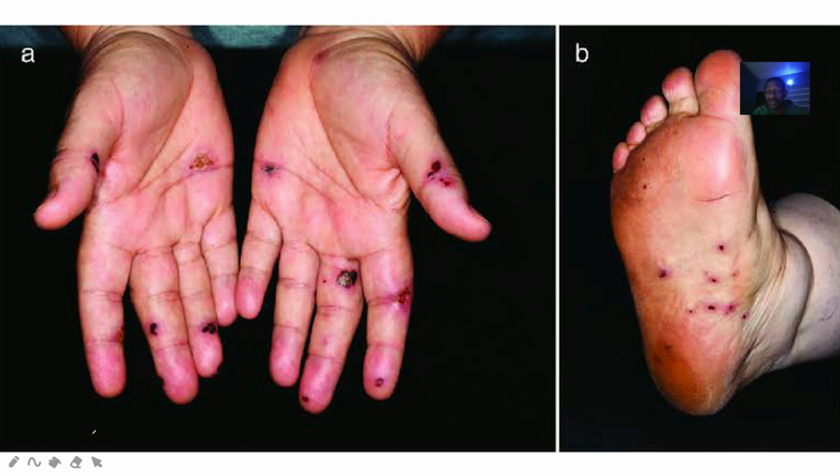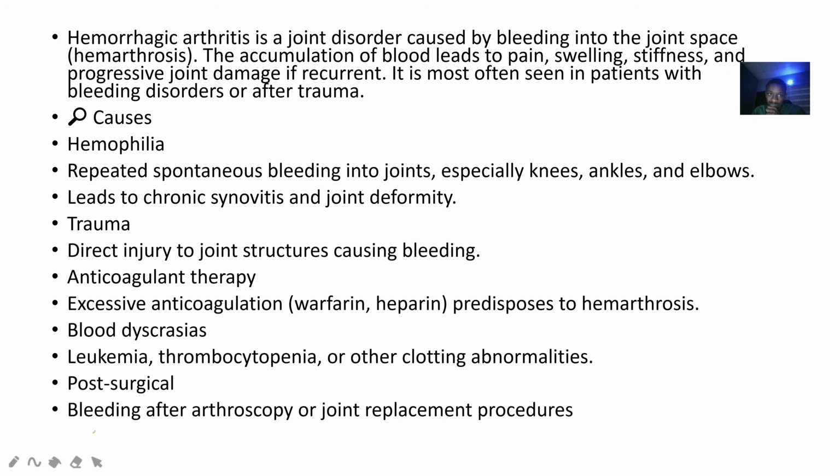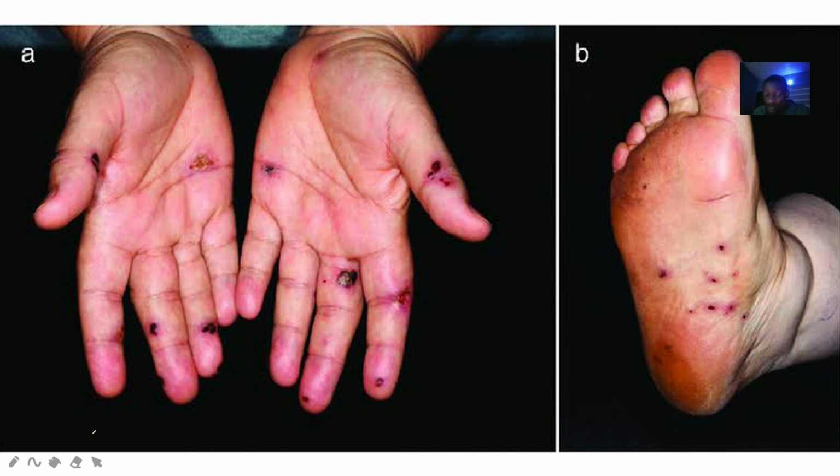Bleeding into the joint space. So hemarthrosis leads to this. It leads to accumulation of blood, pain, swelling, stiffness, and progressive joint damage. Okay. So causes could be due to hemophilia.